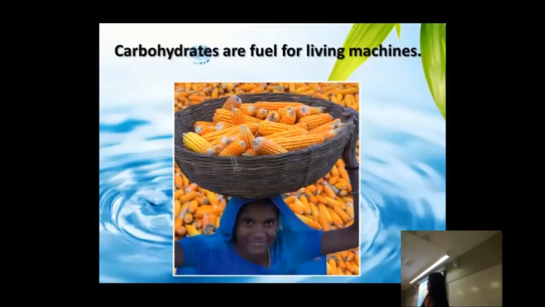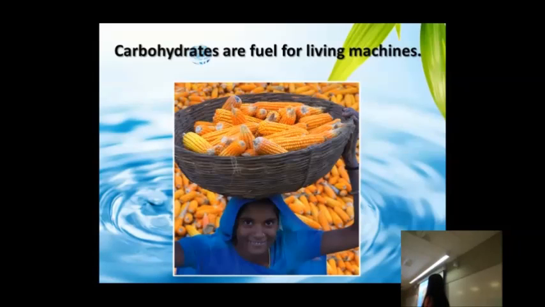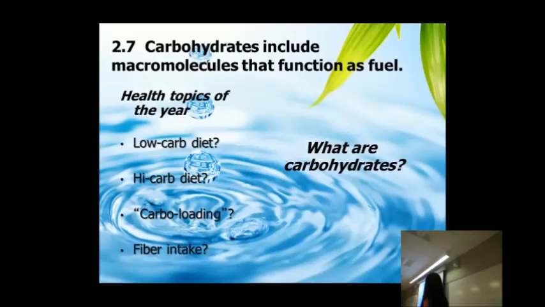What this basically is a large source of our energy. You guys probably eat a ton of carbs on a daily basis. All of your crackers, your pasta, your rice, your breads, your cereals. We eat a lot of carbohydrates, and the more carbohydrates you have, the more energy you have. But conversely, if your body doesn't use all of that energy, it can be converted into fat. And so carbohydrates include macromolecules that function as food.